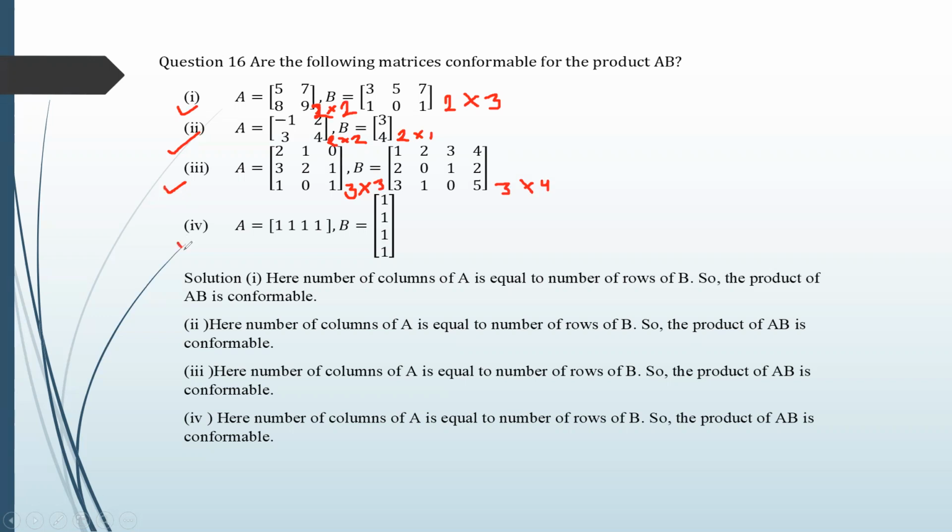Now we go for the fourth. The order of this is 1 by 4 and the order of B matrix is 4 by 1. So the number of columns in A is equal to the number of rows in B. It means the product is conformable. So are all these questions clear?